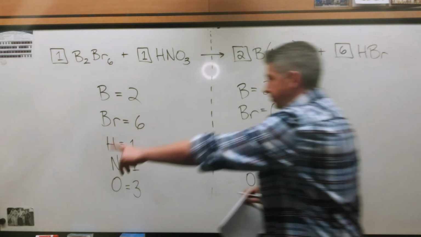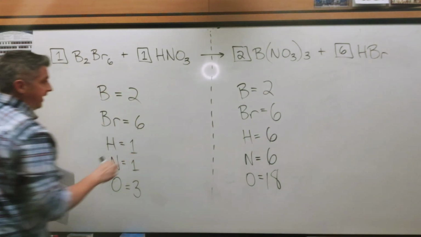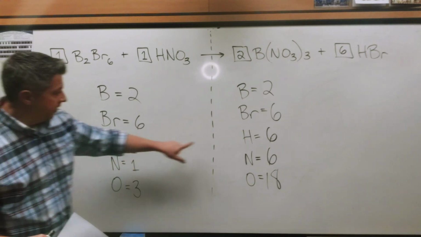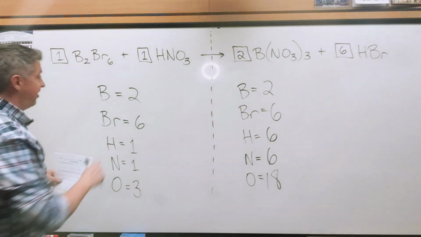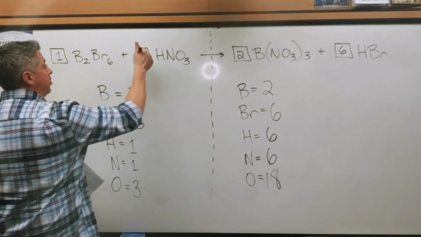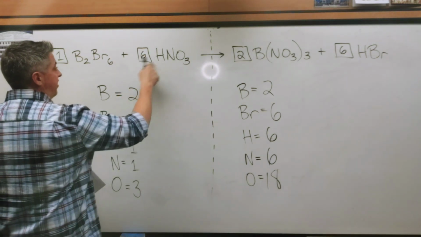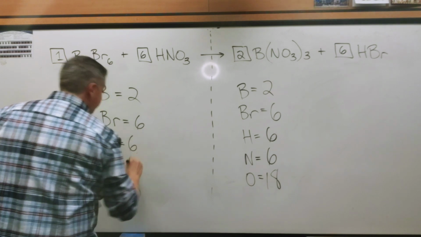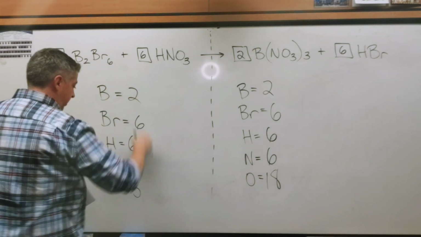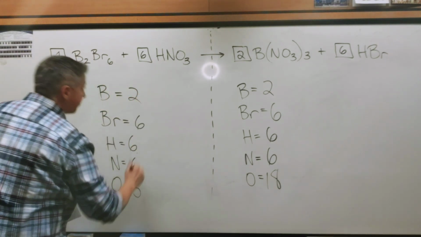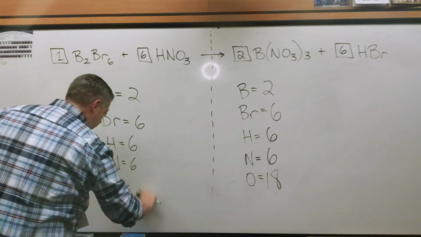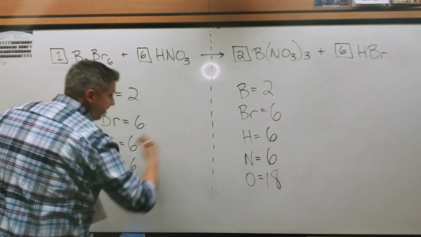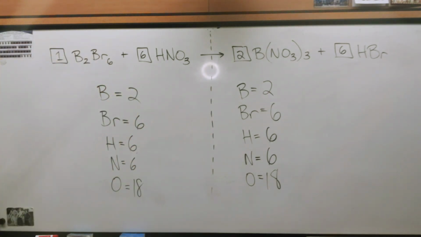Time to go to this side. Let's change the H. We need to get the H from a 1 to a 6. Well, this one doesn't have H, but this one does. So let's change this 1 to a 6. 6 times H gives us 6. 6 times N gives us 6. 6 times O3, 6 times 3 is 18. Well, when you look at that, everything now matches.